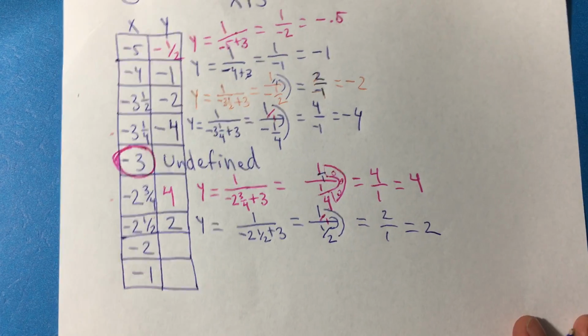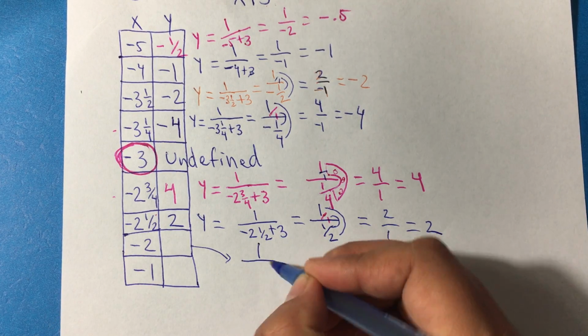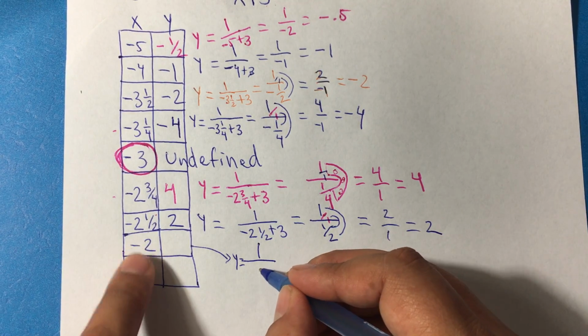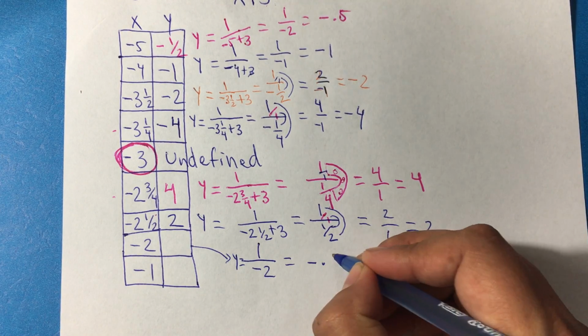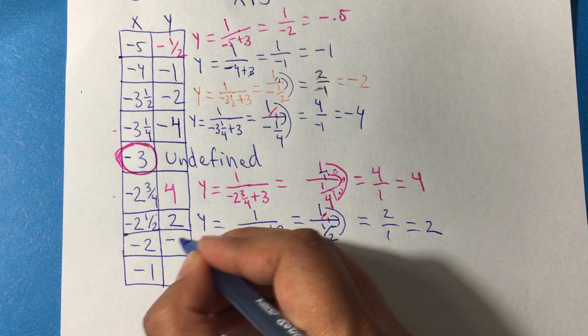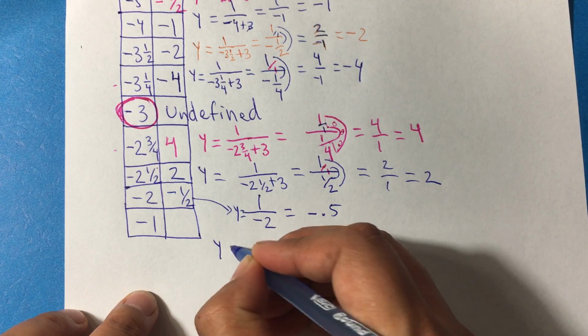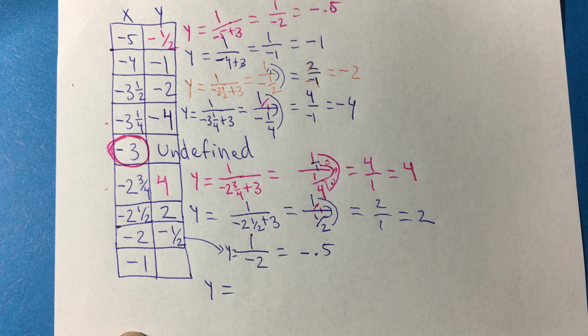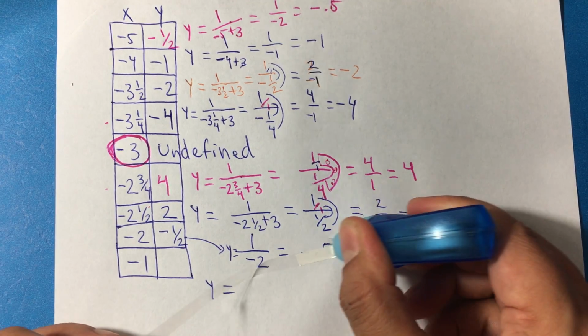And that's for this one. For this one down here, y is equals to 1 divided by negative 2, and 1 divided by negative 2 is negative 0.5, and I just prefer to leave it as negative 1/2. And the last one, y is equals to, rewind. I did not add the 3.